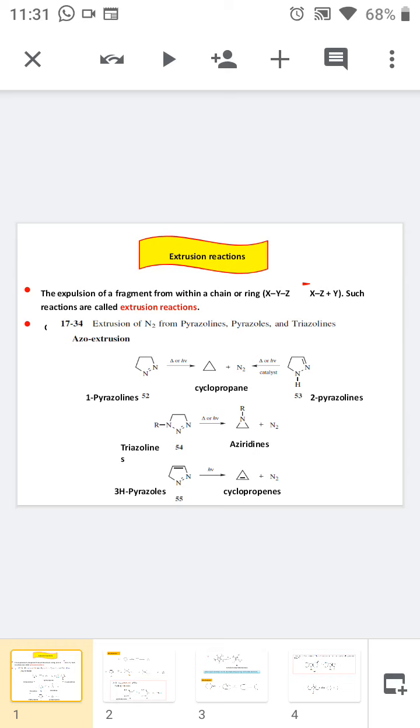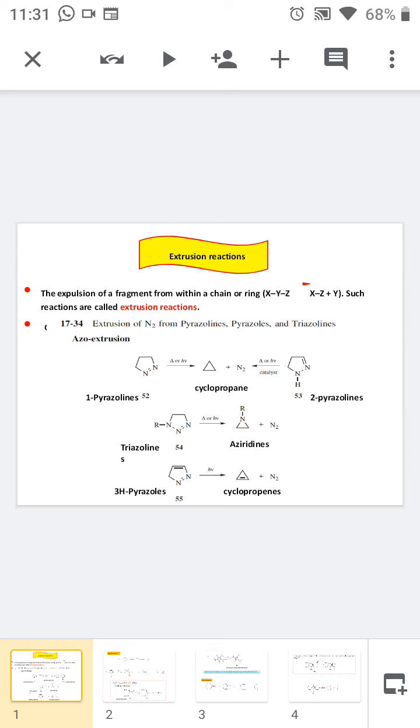Consider the example X, Y, Z. X is bonded to Y and Y is bonded to Z. And Y, the neutral molecule, is eliminated from the starting material XYZ. So for that, the bond between X and Y and Z is disconnected and the neutral molecule Y is eliminated. After the elimination, X and Z rejoined and the final product is XZ and Y.